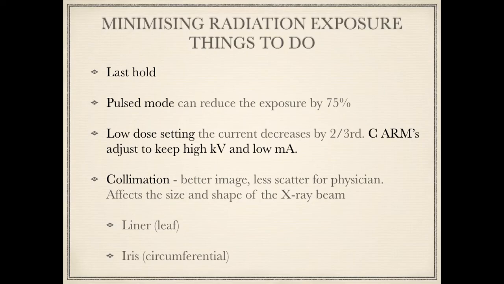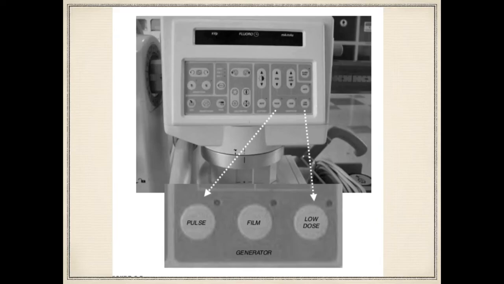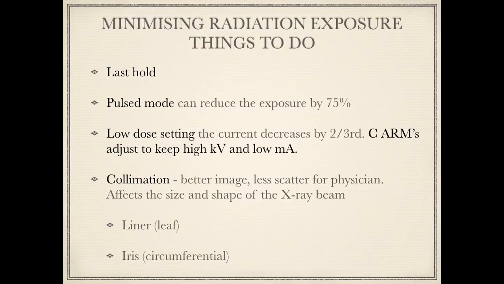Then simple buttons on the C-arm control panel, which we've discussed before, like the pulse mode, can reduce your exposure by 50 to 75% easily. Then using low dose setting, these are two buttons which we have seen before. So this is the pulse mode one over there, and this is the low dose one over there. So using these two buttons helps to minimize the radiation exposure. Most C-arms would automatically adjust to keep the kV relatively high and the mAs relatively low.